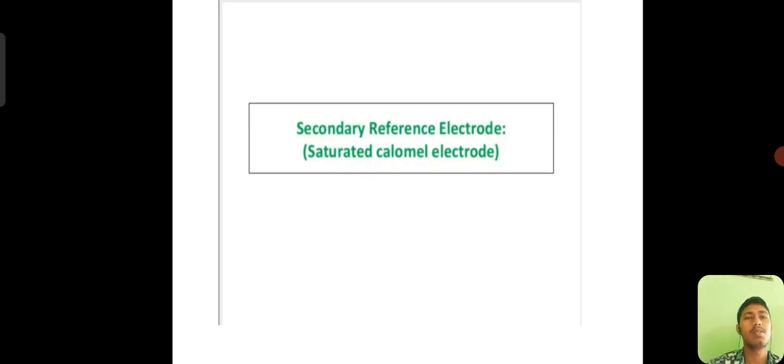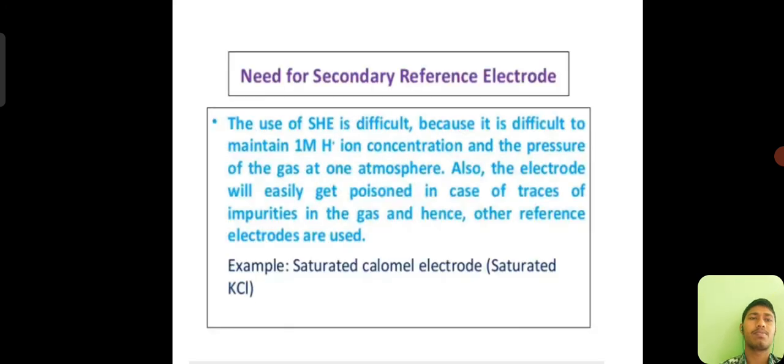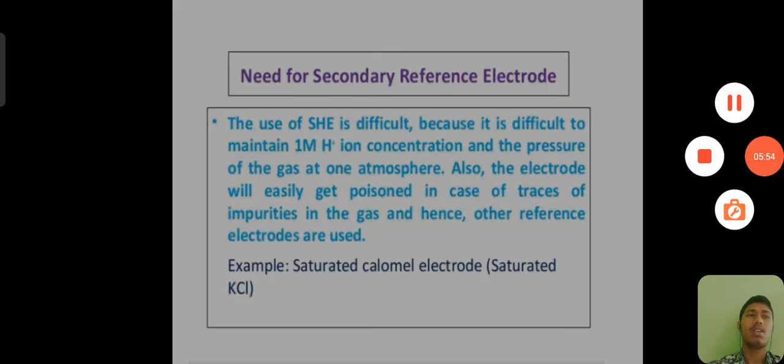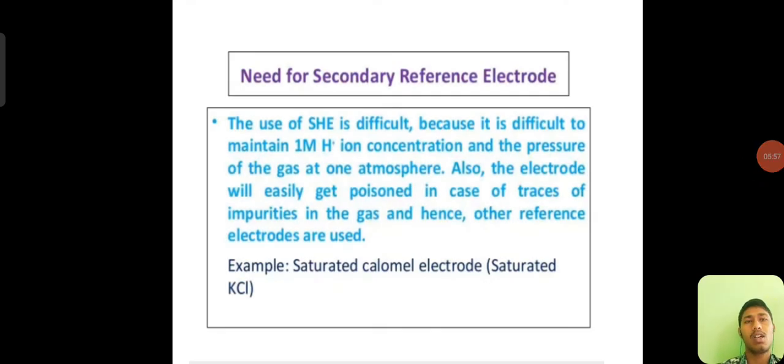Secondary reference electrodes, such as the saturated calomel electrode. Need for a secondary reference electrode: the use of SHE is difficult because it is difficult to maintain 1 molar H plus ions and the gas pressure at 1 atmosphere. Also, the electrode easily gets poisoned in case of traces of impurities in the gas, and hence other reference electrodes are used. Examples: the saturated calomel electrode, saturated KCl.